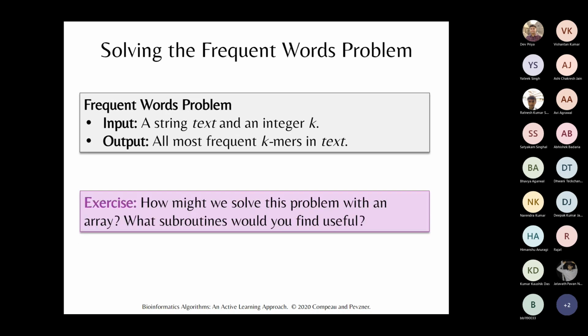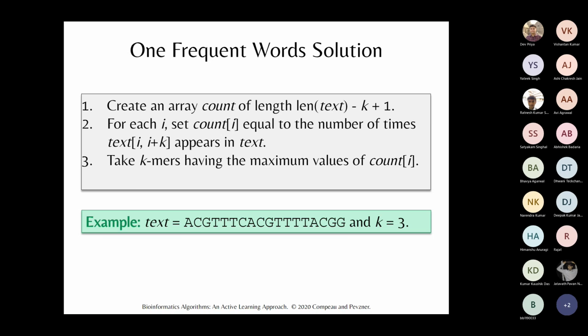So let's try to solve this problem. We create an array of length text minus k plus 1, because these are the number of subarrays you'll be extracting. For each of these i's, you set count i equal to the number of times that specific k-mer has appeared in the text. At the end you go back to this count array and ask what's the maximum value of count i. All right, so how does it look?